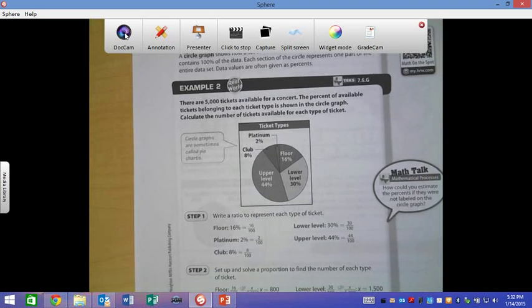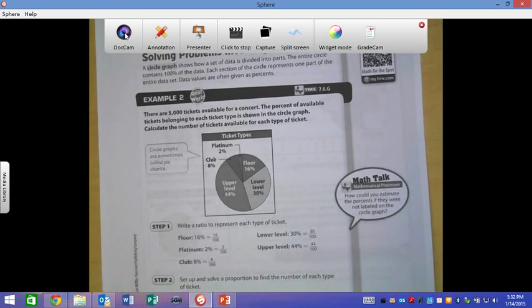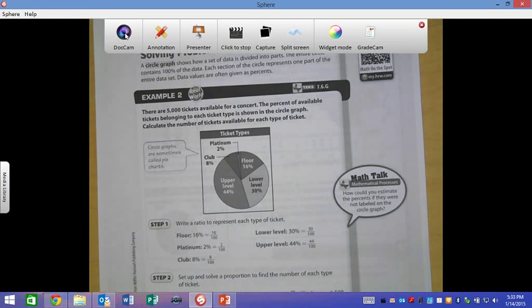Going on to example 2. This is solving problems involving circle graphs. A circle graph shows how a set of data is divided into parts. The entire circle contains 100% of the data. Each section of the circle represents one part of the entire data set. Data values are often given as percents. We know this. We have seen them many, many times throughout the school year so far with dealing with percents.